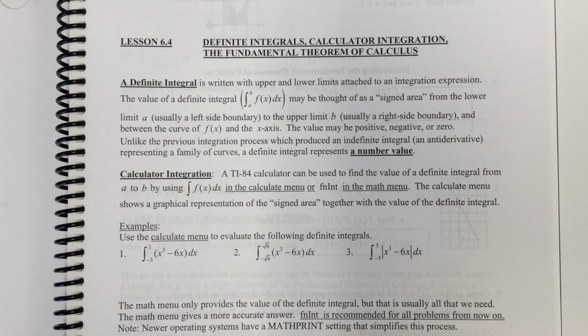If it's above the x-axis, then we consider it to be a positive number, a positive area. If it's below the x-axis, then we consider it to be negative.